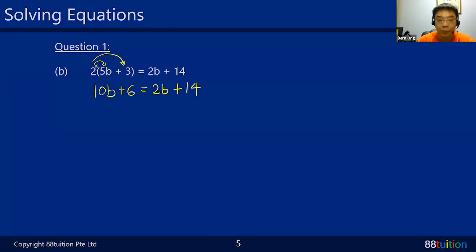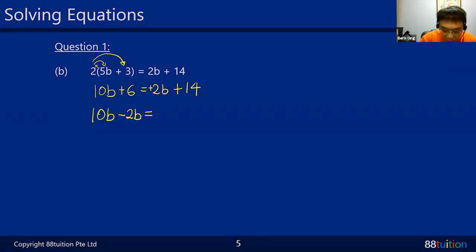So who is heavier, 10b or 2b? 10b is heavier, so don't move the 10b. In front of the 2b is a positive. If you want to transfer it across to the other side, you bring it across the equal sign and it becomes a negative 2b. The equal sign is still in the center.